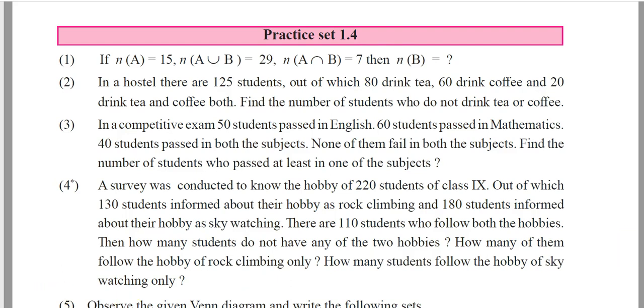The first example. n of A is equal to 15, n of A union B is equal to 29, n of A intersection B is equal to 7, then n of B is equal to question mark. See this answer.